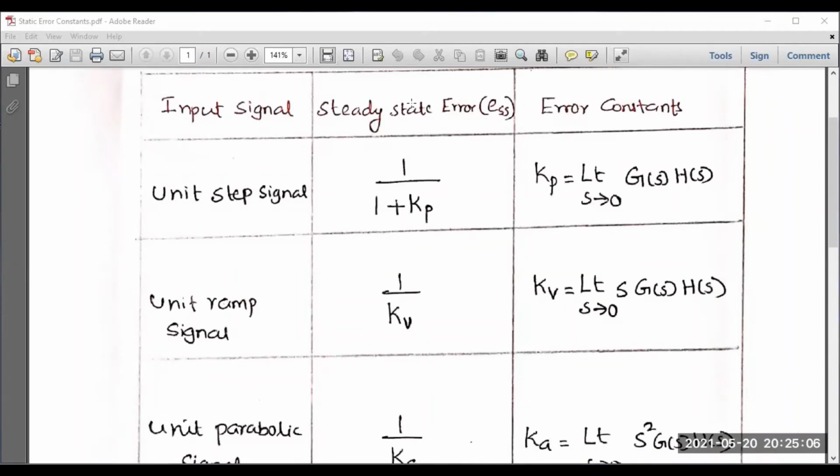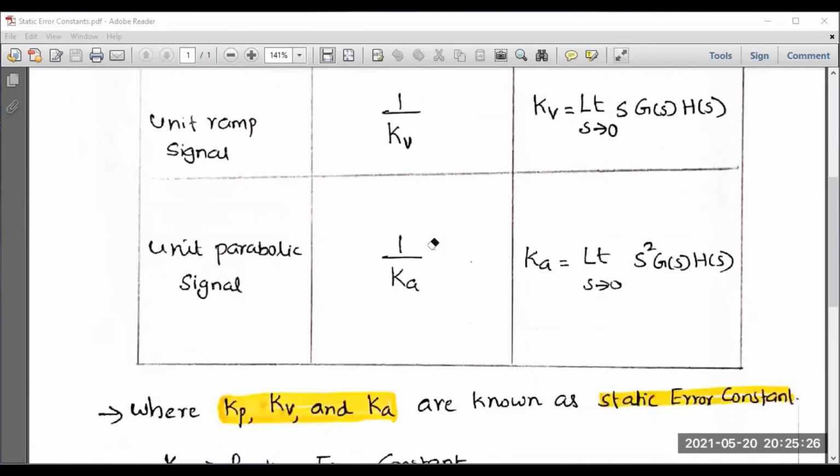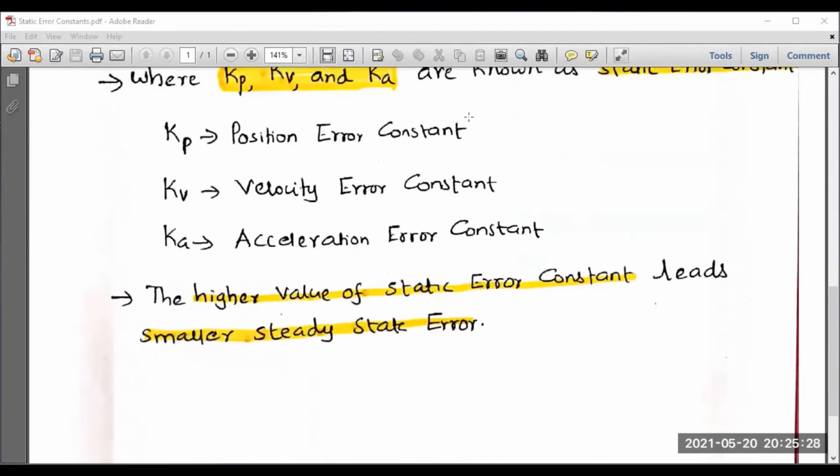If you look at this, for example, this is the steady state error. Let me write it as ESS, steady state error, that is equal to 1 by 1 plus Kp. That means both are inversely proportional. ESS means steady state error. The steady state error is inversely proportional to the static error constant, and vice versa.